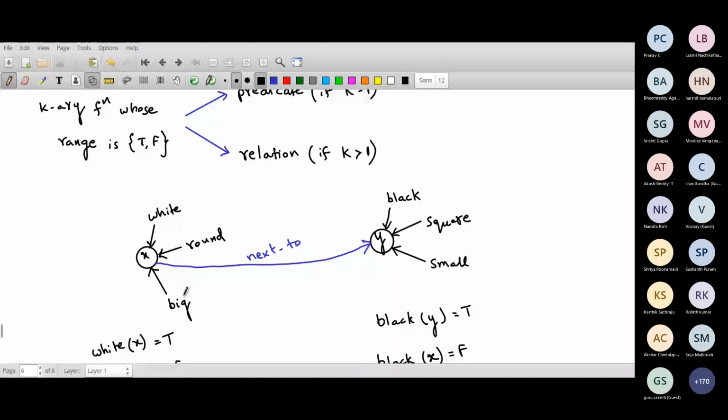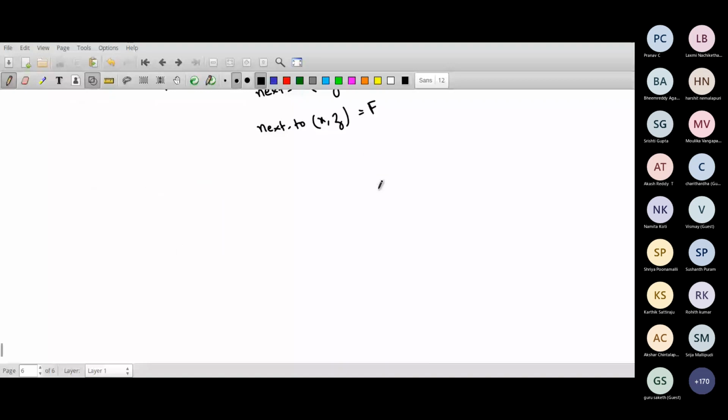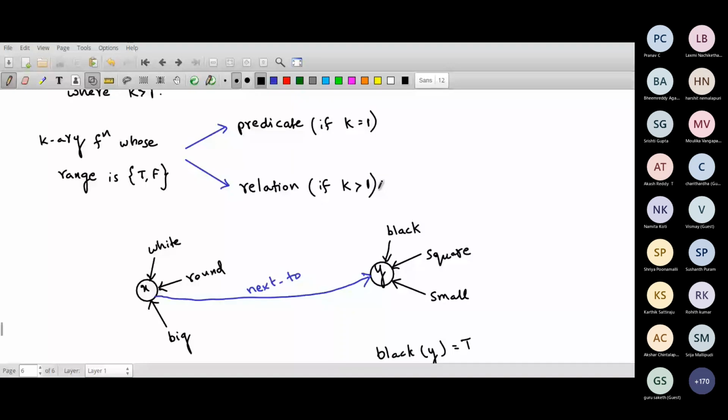Predicate is a function whose range is true or false, but it is a unary function. Relation is also a function whose range is true or false, but relation is not a unary function. It is binary or more. Okay. That's the simple difference between predicate and relation. All right. So in other words, a relation is a k-ary function which maps to true or false where k is greater than 1.